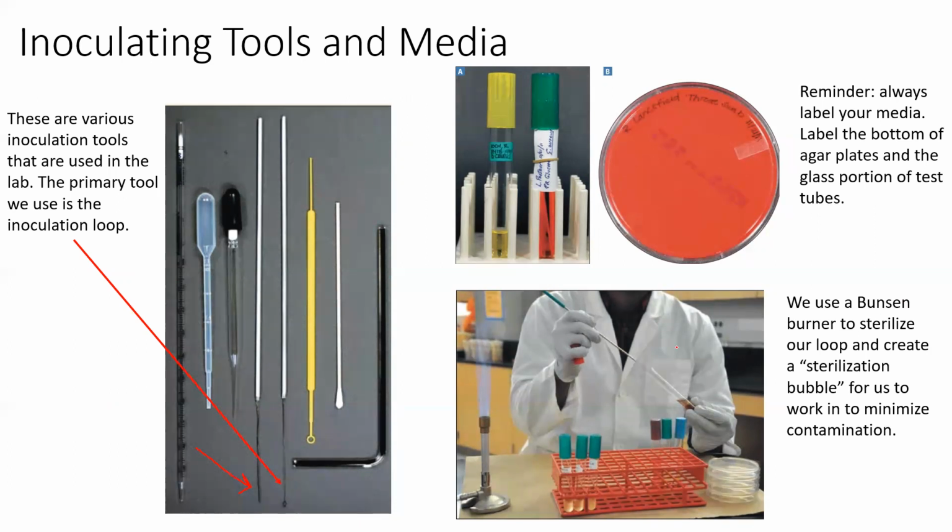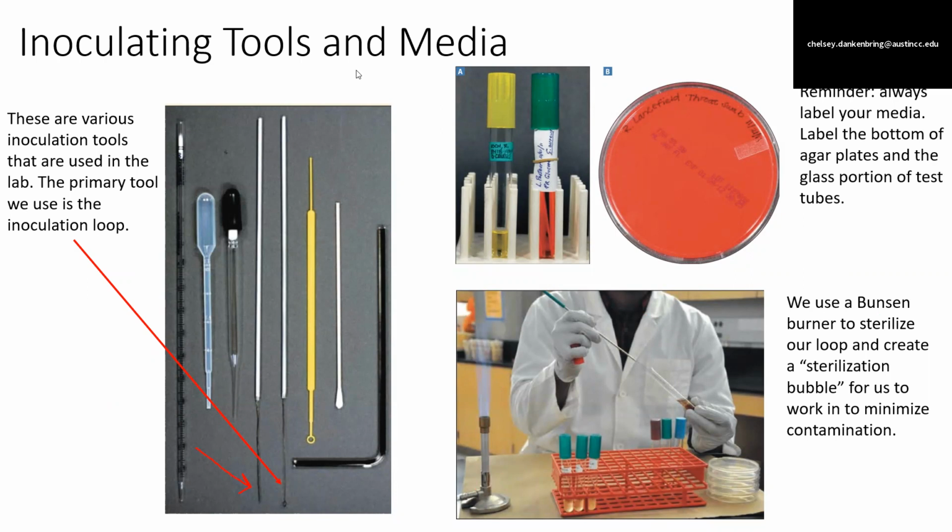So down here, this bottom image is essentially what you all would be doing in the lab. And notice that there's a Bunsen burner. That's what we use at ACC. And not only does the Bunsen burner kill any contaminants that it's touching, but it also creates this sterile bubble.